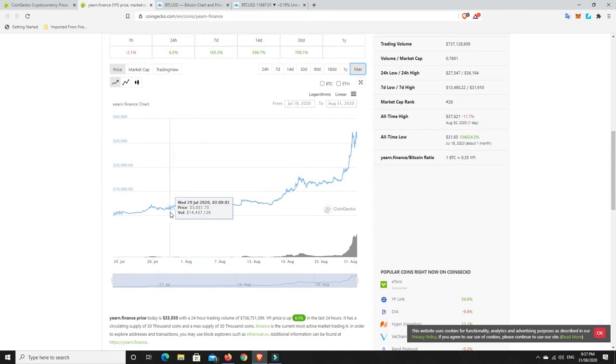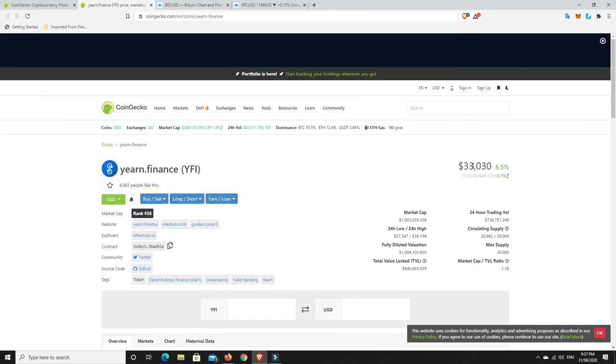The guy who created this, Andre, I can't remember how to pronounce his last name, he even said Yearn Finance token has no intrinsic value. It's not worth anything, but it's currently worth $33,000. Now, that's not to say that he wasn't trying to undersell it. It possibly is worth $33,000, and maybe it's worth $100,000.